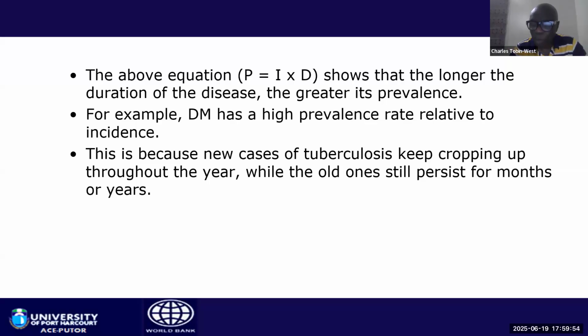So new cases are coming up. The old ones are being managed, even though they are controlled, but the people are still hypertensive. So for diseases with long duration, their prevalence rates are usually high because new cases are coming in, and old cases are just being managed. Only few are dying. So the prevalence will be high. For example, diabetes mellitus, DM, has a high prevalence rate relative to incidence. This is because new cases keep cropping up throughout the year, while old ones still persist for months or years untreated.